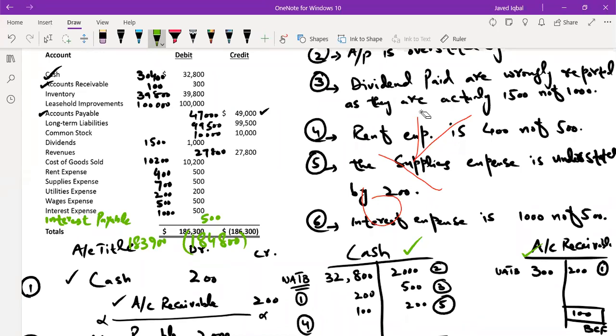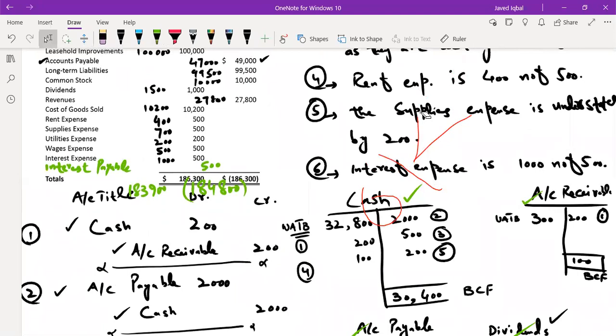Okay, let's do this on the calculator as well. 47 plus 99,500 plus 10,000 plus 27,800 plus 500. So this is 184,800. That's correct. So we have a difference of almost exactly 900. So why is it? Have we miscalculated something?